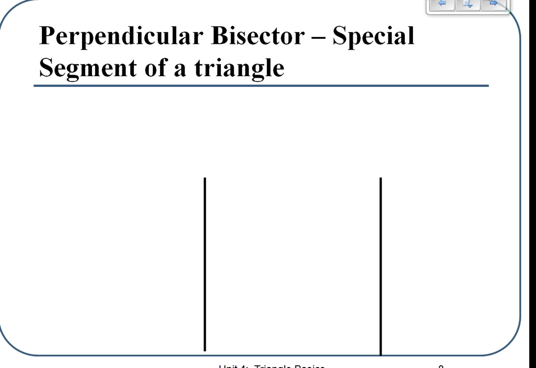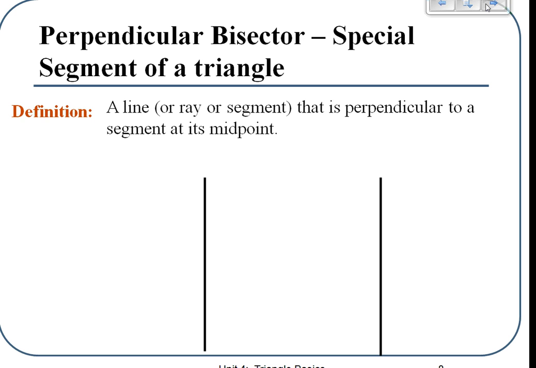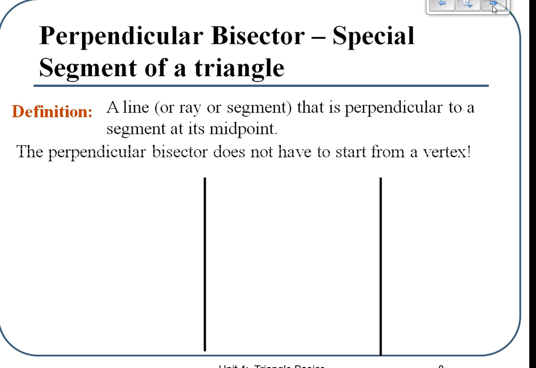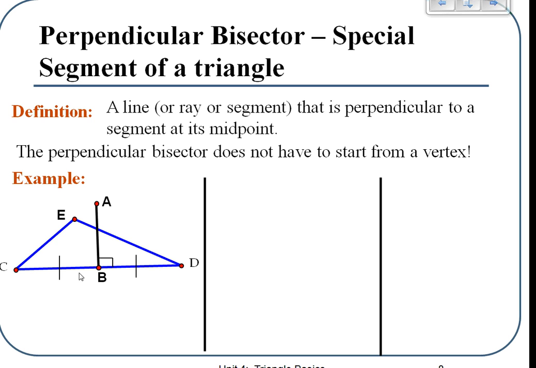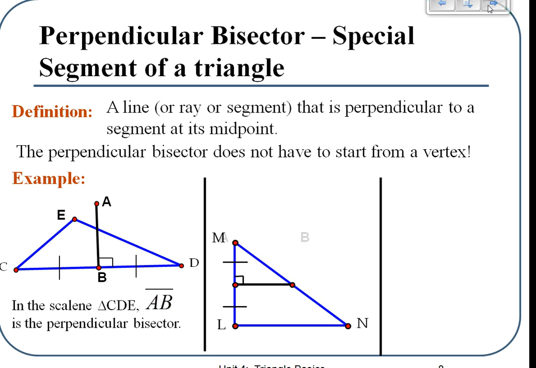The perpendicular bisector is the line, or segment, that is perpendicular to a segment at its midpoint. So it does not need to start from a vertex. That's a really important point about the perpendicular bisector. So this goes to the midpoint and it's perpendicular, but there's no way to do that from vertex E. So that is a perpendicular bisector. It has nothing to do with the vertex.